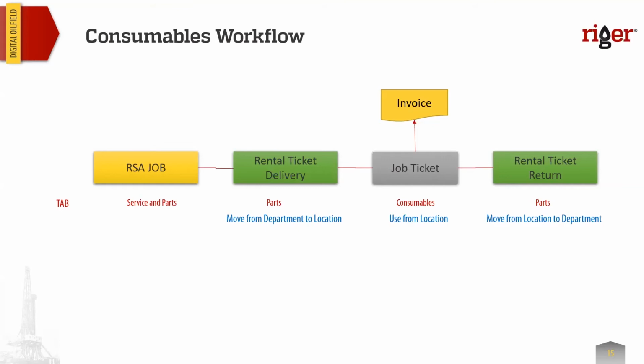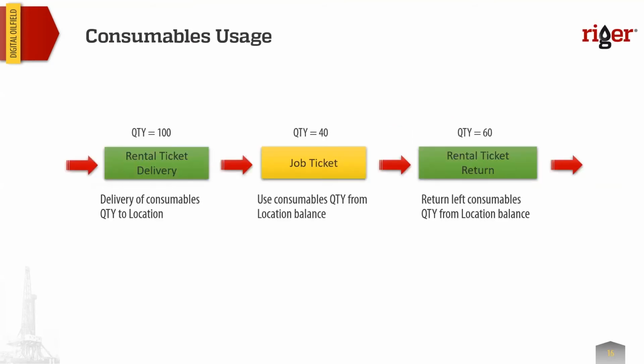Everything that is left at the end of the job in terms of the consumables at the location will be returned within the rental ticket return. So that's exactly the example that I have just explained to you. You deliver 100, use 40 units in the job ticket, and 60 will be automatically calculated on the rental ticket return. So the system knows how many have been used, and then you return the rest.